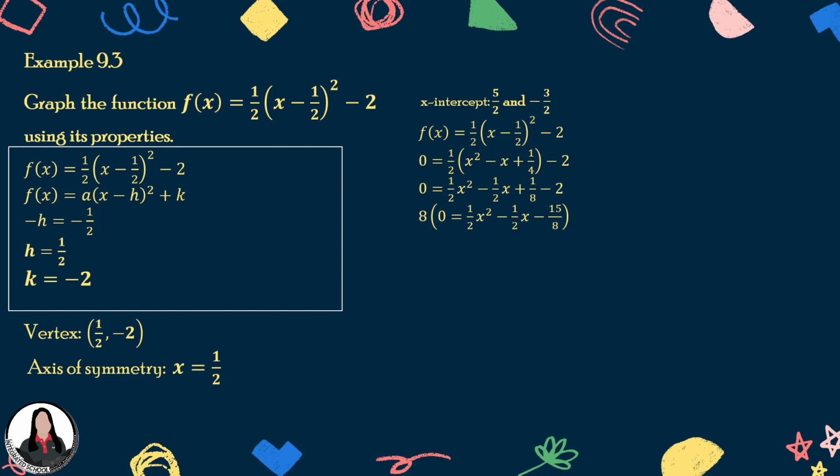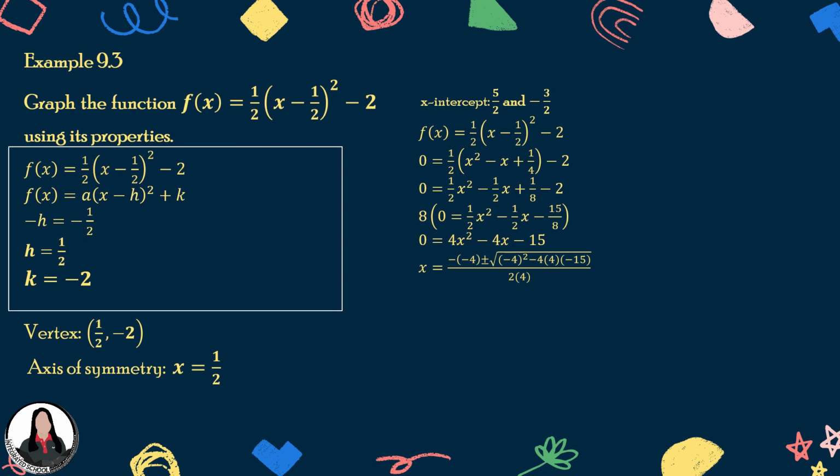And then para makuha natin or maalis natin yung mga fraction, we multiplied our whole value sa ating value ng 8. Okay? So, again, tinatanggal lang natin yung denominators. So, 8 times 0, that is 0. 8 times 1/2, that is 4. So, 4x squared. And then, 8 times negative 1/2 x, that's negative 4x. And negative 15 over 8 times 8 is negative 15. And then, from this, meron na tayong standard form. And from this, pwede nating gamitan ng kahit anong method.